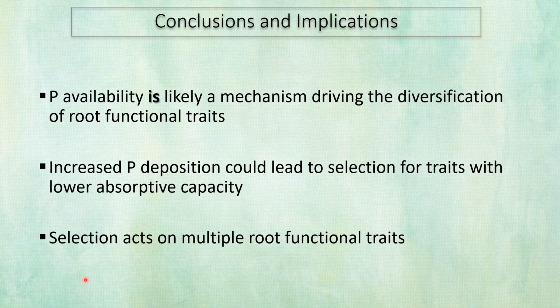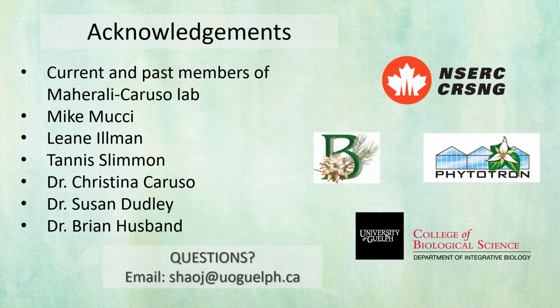For instance, an increase in agricultural fertilization activity is known to cause a higher level of phosphorus deposition in surrounding ecosystems. So that could lead to evolution of root traits that exhibit lower absorptive capacity. Finally, selection is found to act on all of these root traits and not just on any one of the traits. So this is indicating that selection under contrasting phosphorus environments is multidimensional, and all of these traits could be key root traits in determining plant capacity for phosphorus acquisition. And with that, I will wrap up my presentation.